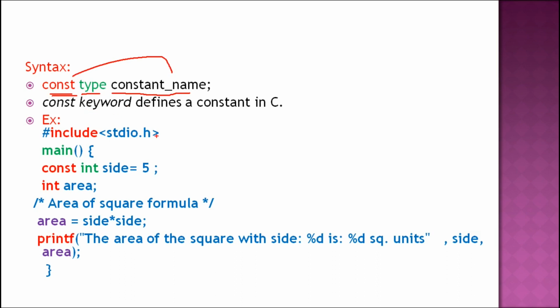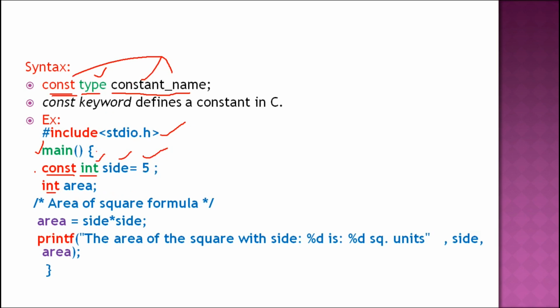And if you see the example program, we included the standard input predefined libraries, and after that we have the main function where the program is started. Here we give the constant, and after that the type, whether it is an integer or character. So the type we give here is integer, and the constant name is side, and we assign the constant value 5 to it.